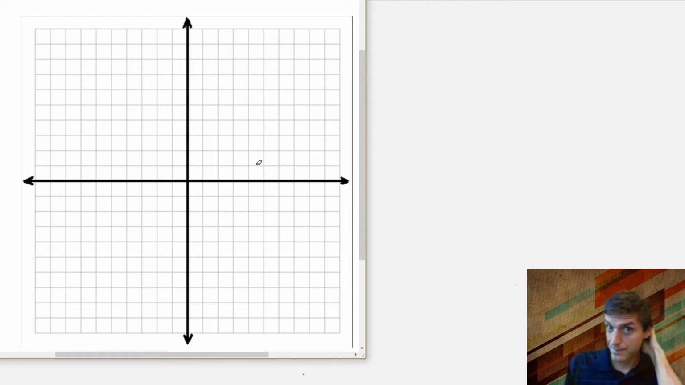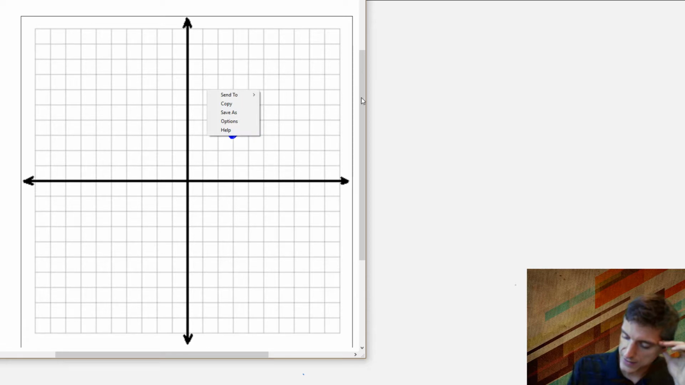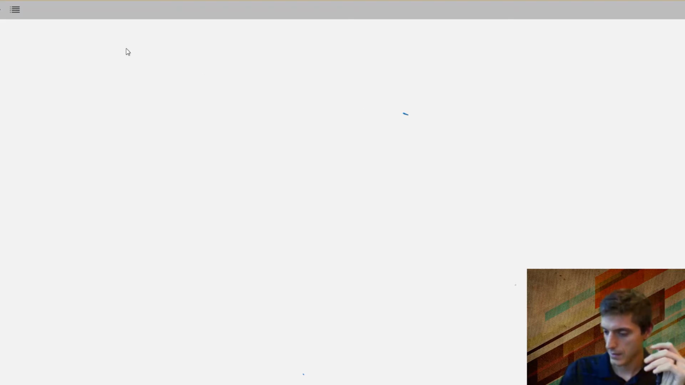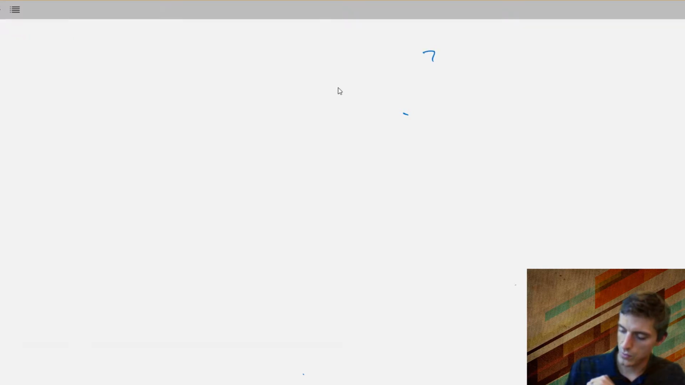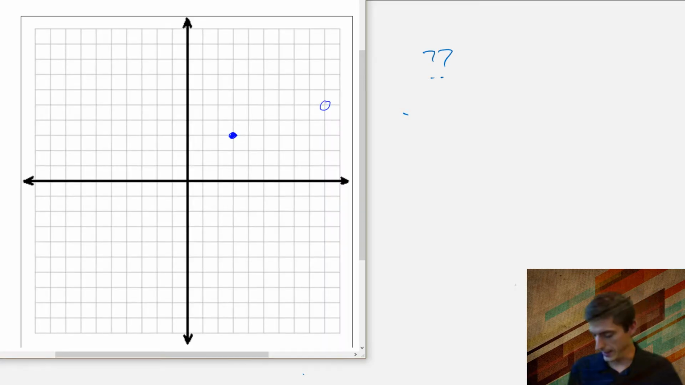Could make it tricky, do something like this. What if I was to do something like this? Here's the endpoint of my line, and let's say there's the endpoint of my line. What if I said that my midpoint was right, I don't know, here? The question is, where is my other endpoint? It should be somewhere all the way over there off the screen, off my graph.